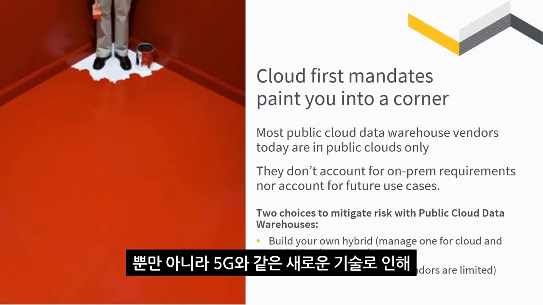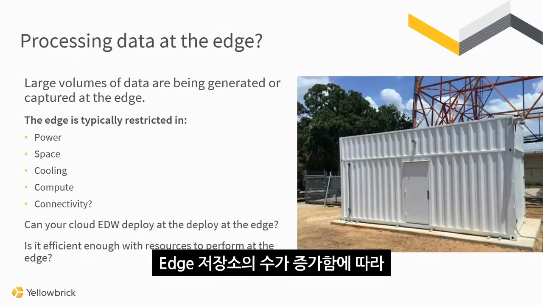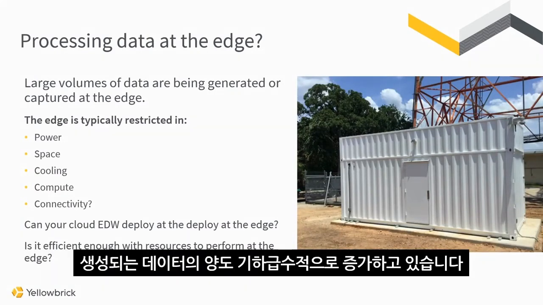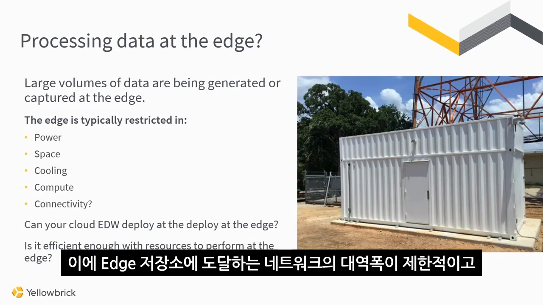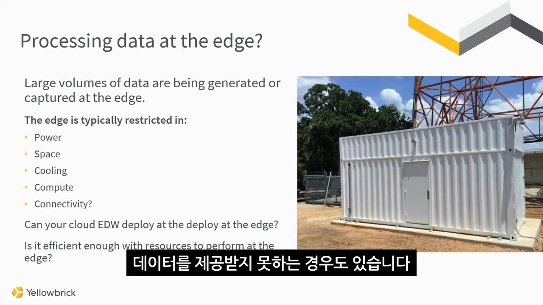Furthermore, with new technologies like 5G, more and more data is being processed at the edge. As the number of network edge devices grow, so does the amount of data generated far away from centralized public clouds and even data centers. In some cases, the networks that reach out to the edge are limited in bandwidth, and the amount of data generated at the edge outstrips the ability to send it home.